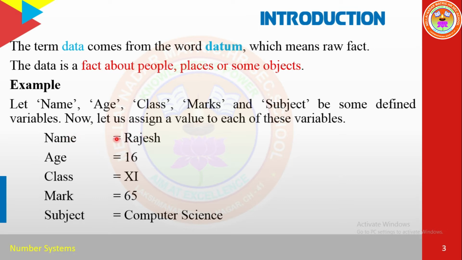Name. If you want to assign any value to a variable, you must use one operator known as equal to. This is the equal to symbol. Here this symbol works as an operator, specifically an assignment operator. The name of the operator is the assignment operator. So what happened here? The value Rajesh is stored or assigned to the variable name.